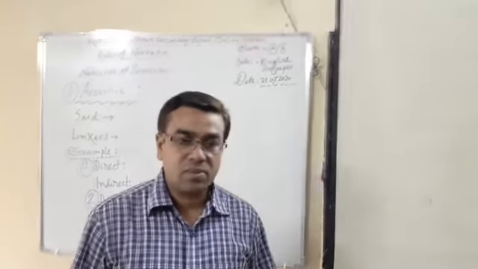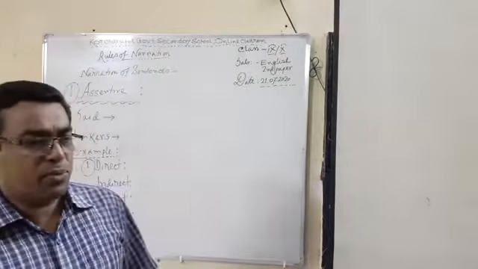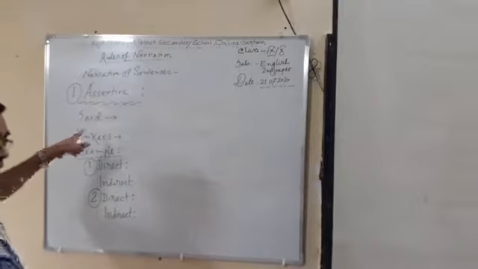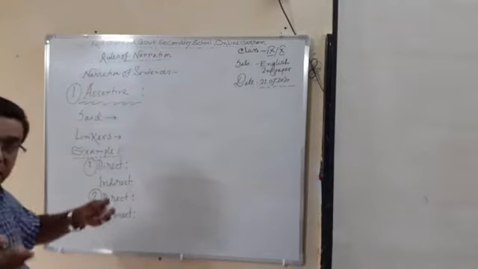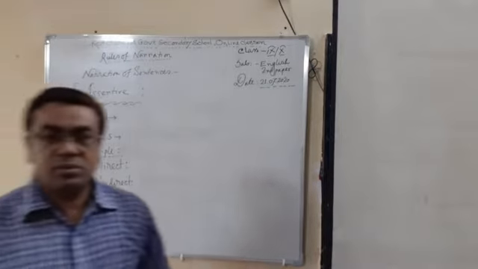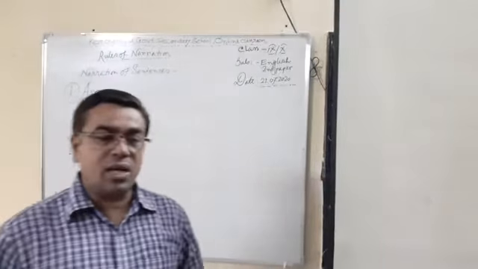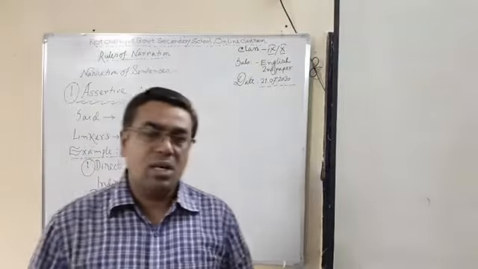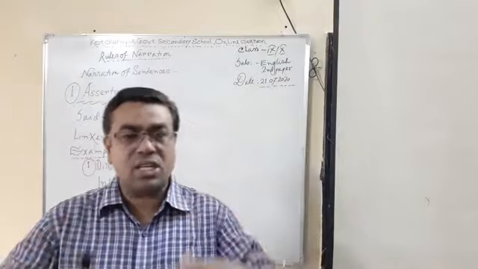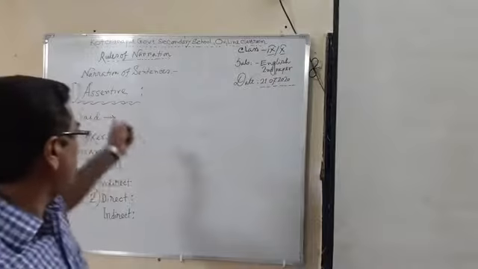We have to know what the assertive sentence is, what we should use instead of said, and what the linkers of an assertive sentence are, with an example. In turn, I will discuss with you the five kinds of sentence, their linkers or conjunctions, and their examples. At first, the assertive sentence.